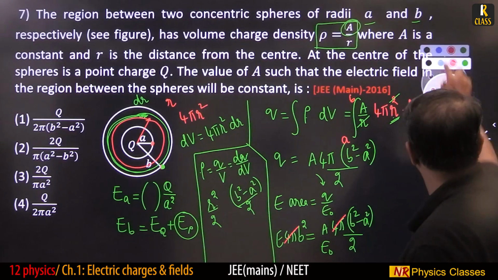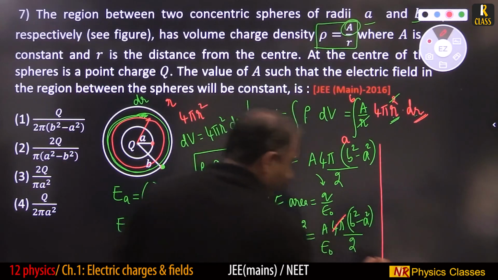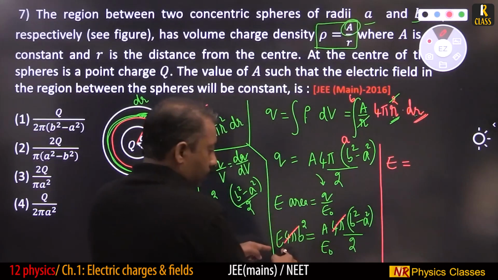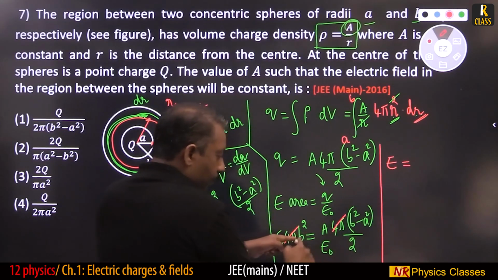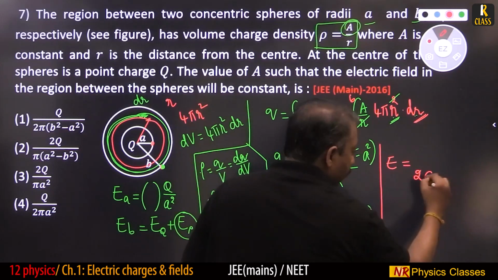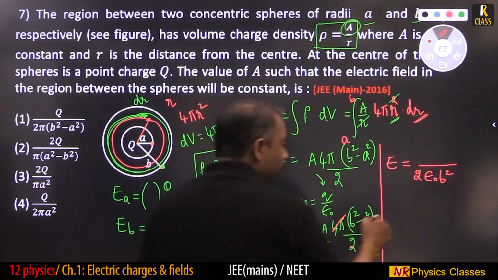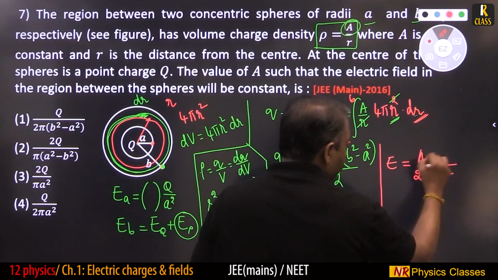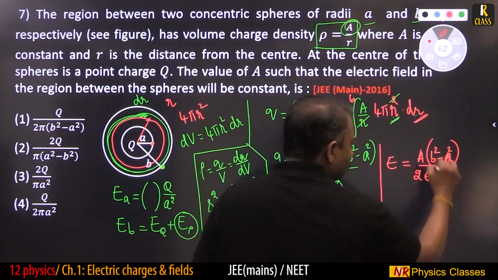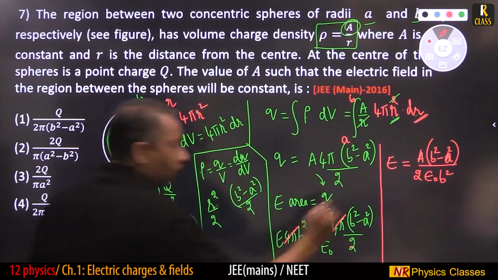Next, this electric field is a b square minus a square over 2 epsilon naught b square, with numerator a times b square minus a square. This is the electric field due to charge density rho.